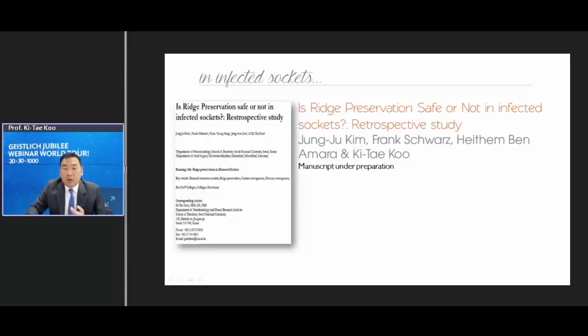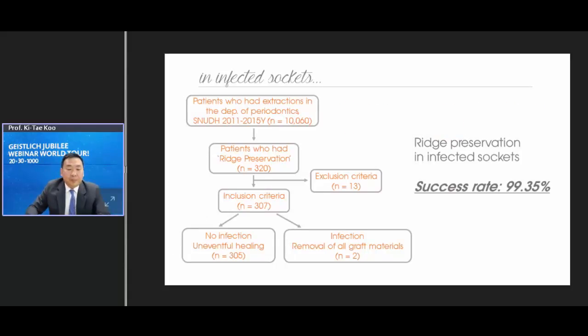So now you can see that we are moving on from fresh extraction sockets to infected sockets. Basically, what we did was, from the patients who came to our clinic, Seoul National University, from 2011 to 2015, we were able to gather 320 patients who had received ridge preservation procedures. We included 3 doctors for this case. Out of the 320, 13 did not meet the inclusion criteria, so only 307 met the inclusion criteria.